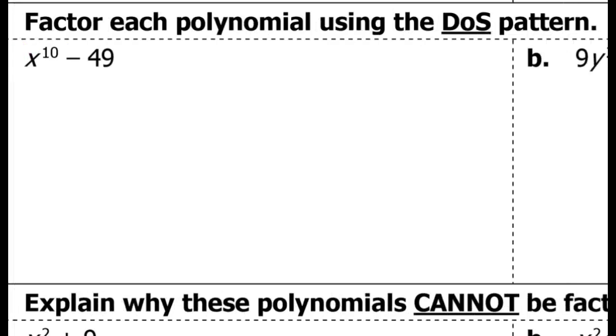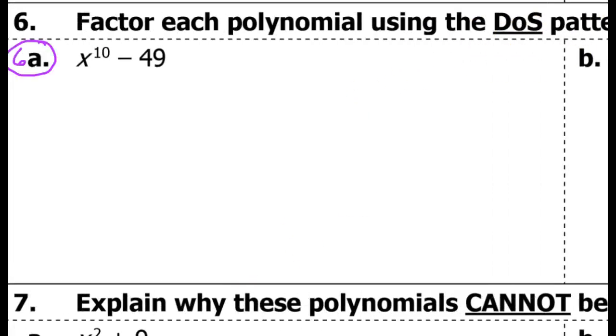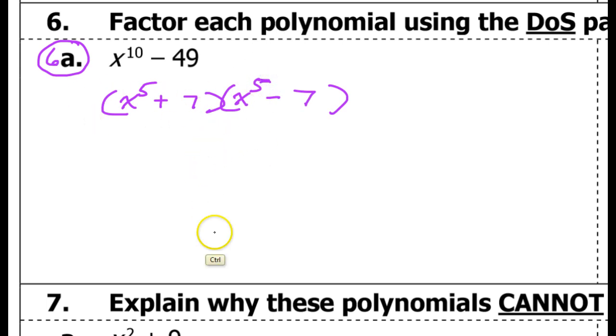For problem number 6a, we are supposed to factor using the difference of squares pattern. So the difference of squares pattern works like this. We're going to take each term, which is a perfect square, and we're going to divide it evenly. So x to the 10th power is the same thing as x to the 5th power times x to the 5th power. There will be a positive and there will be a negative in this pattern. And then 49 can be written as 7 times 7. So that's how you factor using the difference of squares pattern.